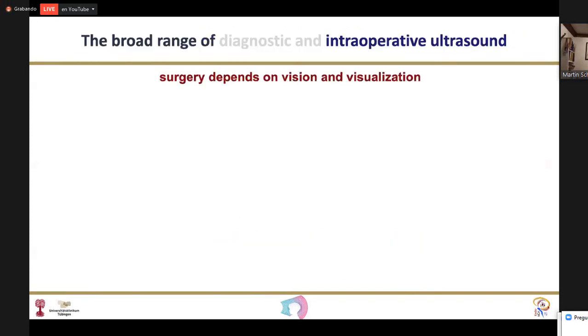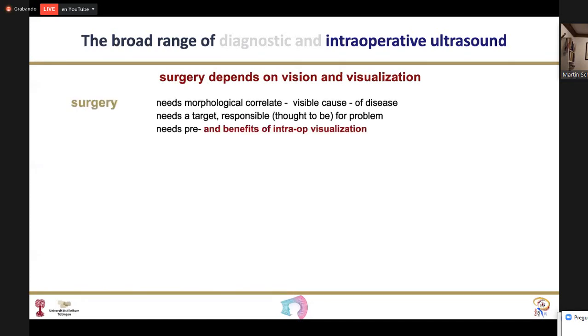Okay. Now we stop with the diagnostic applications of ultrasound and move on to intraoperative ultrasound. As we all know, surgery depends on vision and visualization. We are visual animals, and what we don't see doesn't exist for a surgeon. Basically, that is true. So we need a morphological correlate, we need a target, and we need preoperative and also sometimes intraoperative visualization, because we benefit from intraoperative visualization very much.